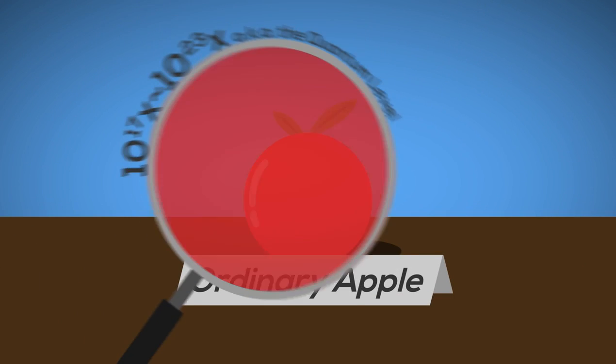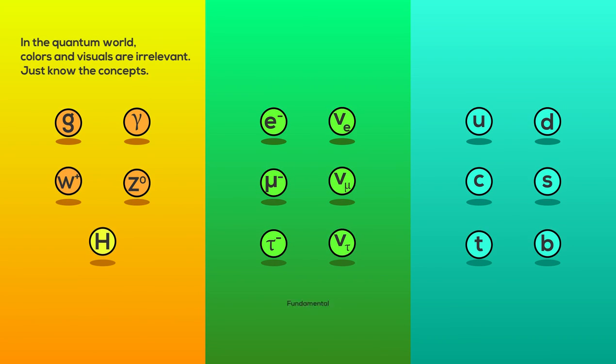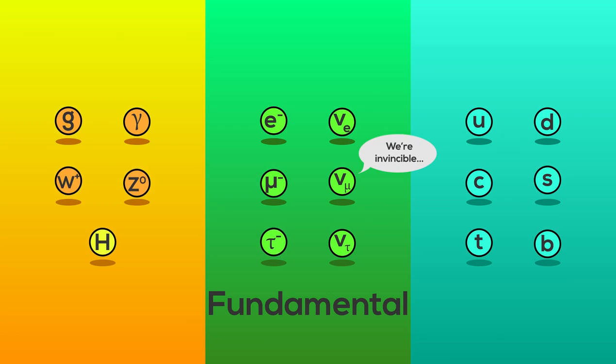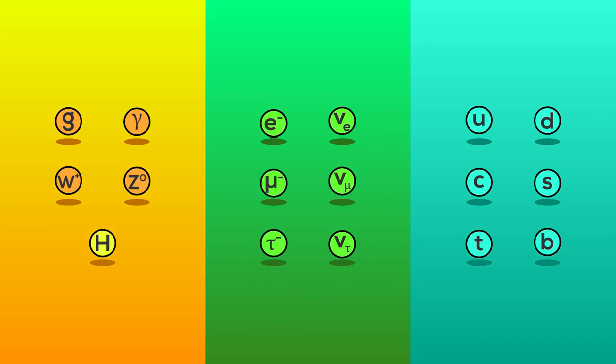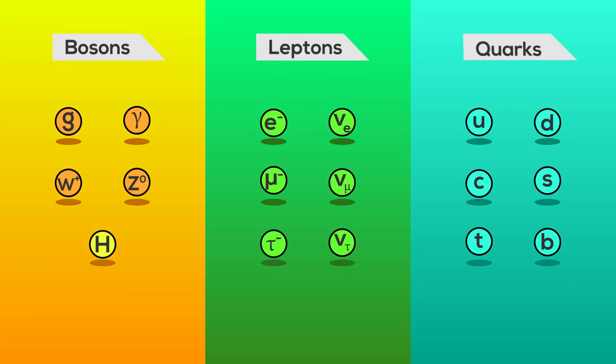If you keep on zooming in on any matter, you will find 12 universal particles and 5 force carriers. These 17 pieces are fundamental, meaning that they cannot be broken down into other smaller parts. They are categorized into 3 groups according to their characteristics: the bosons, leptons, and quarks.